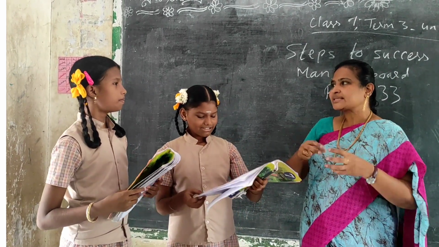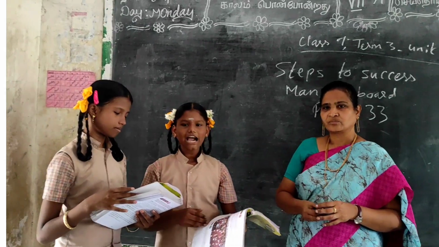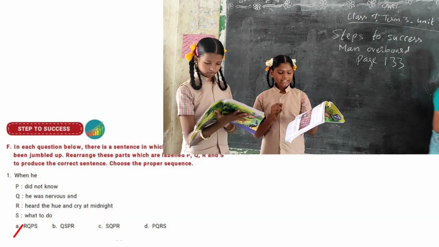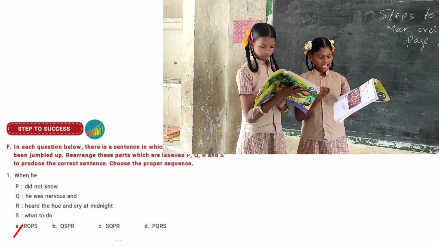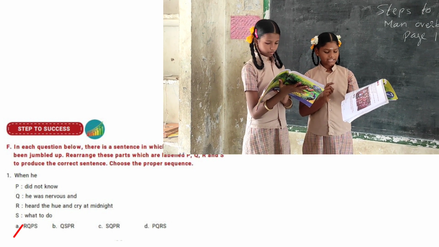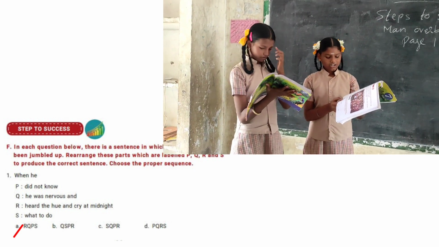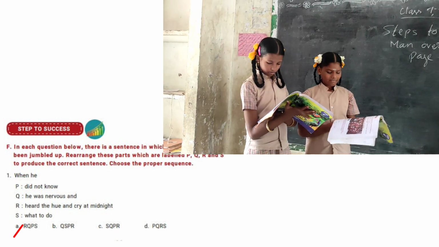Jumbled words. So words are jumbled here and there. Yes, we have rearranged the sentence. First question: people give the options of the answer in P, Q, R or S, and the options are A, B, C, like Q, R, S, P, or Q, S, P, R, like that.